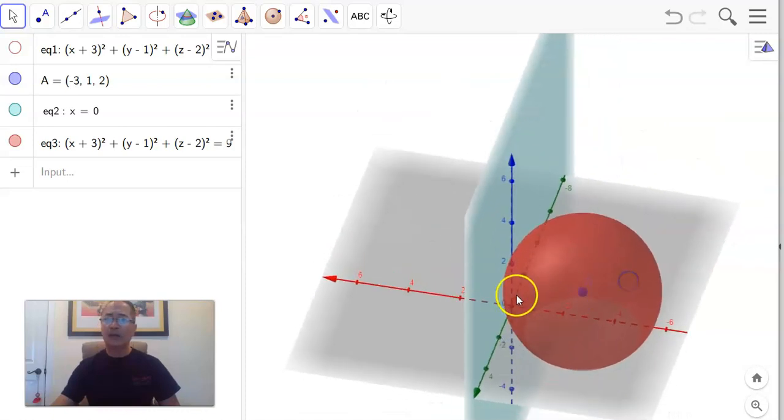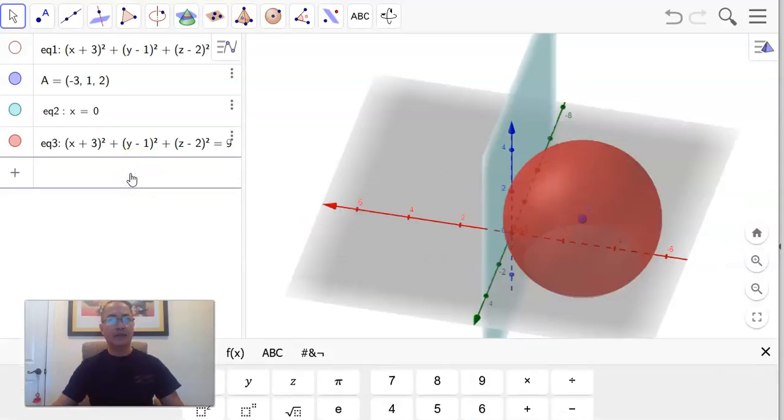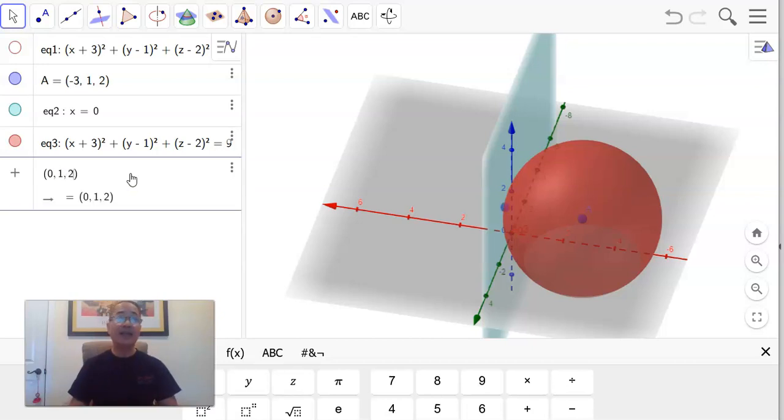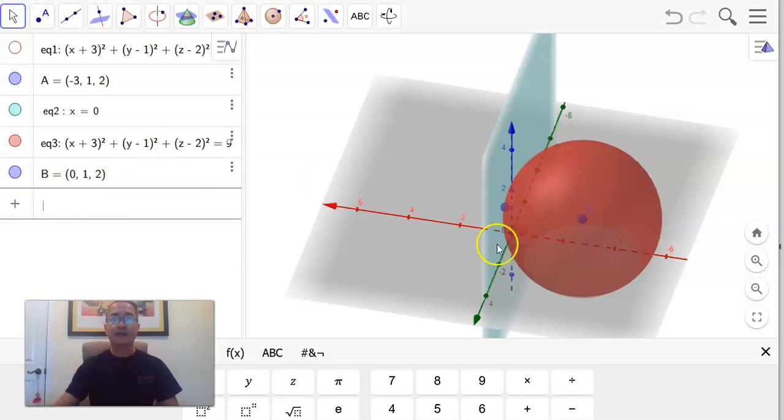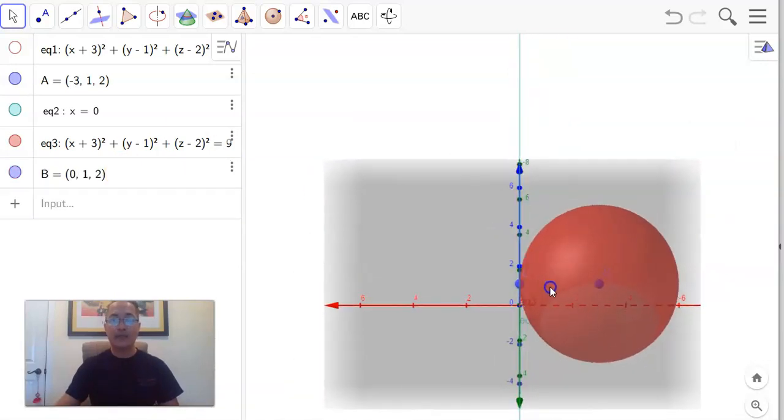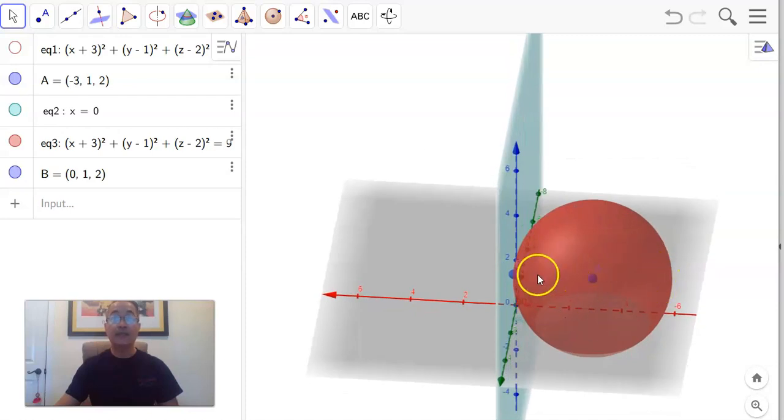And of course, where is the point of tangency? Bonus question. Where will we find the point of tangency? Well, we said that x should be 0. And what are the rest? Well, the y and the z should be the same as the center of the sphere, which would mean 1, 2. Yeah, there it is. So there is our point of tangency, where the sphere is tangent to the YZ plane.